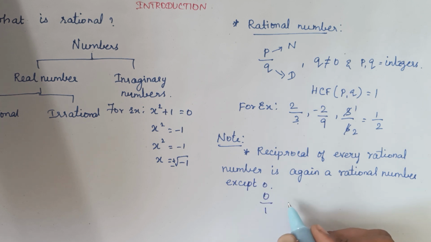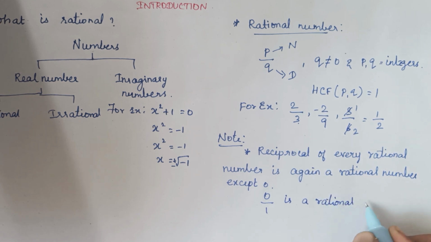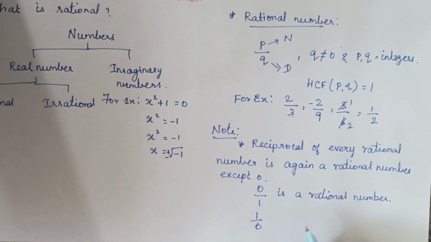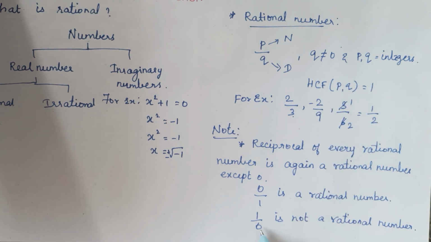So 0 by 1 is a rational number. We can consider 0 by 1 as a rational number, but if we take the reciprocal of 0 by 1, it will come as 1 by 0. So 1 by 0 is not a rational number, because q is not equal to 0. There is a rule.